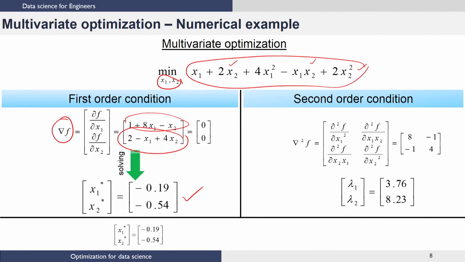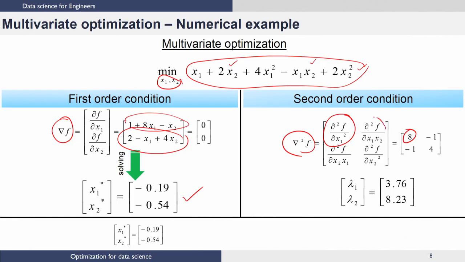To do that, I have to compute the second derivative matrix. The way you do the second derivative matrix is the following. The first term is dou squared f dou x1 squared. We already have dou f dou x1. So, if you differentiate it with respect to x1, the only term remaining will be 8, which is what we see here.